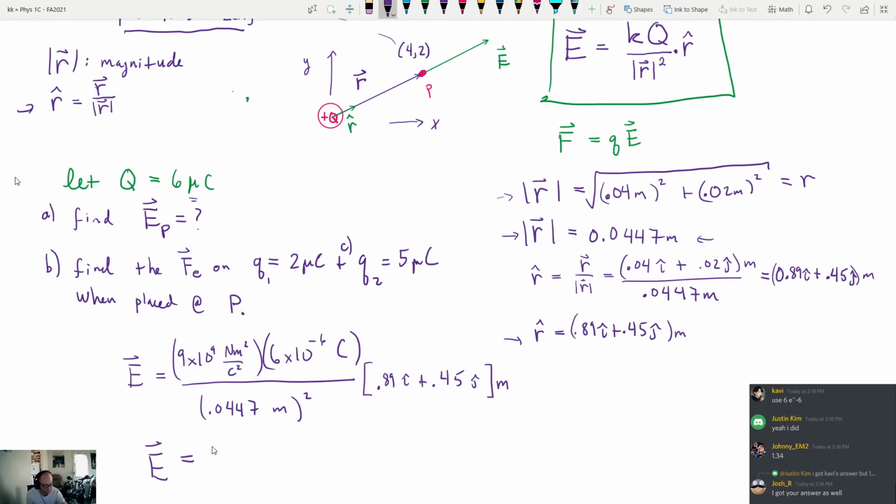No, what did I do? Ah, 9E9. I should really probably be doing this with the online calculator, but I don't have it immediately set up, and I think that hopefully you all can put this in your calculator and you get the same answer. So I get that times 0.89.